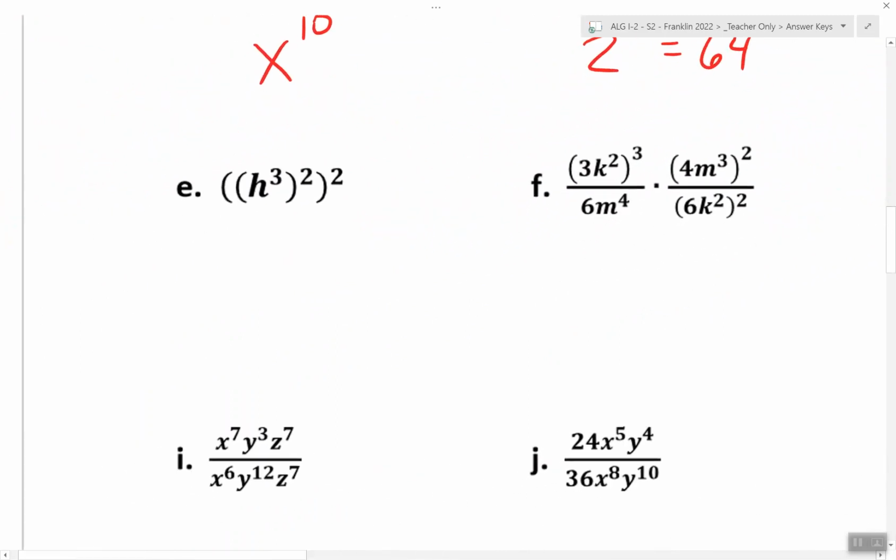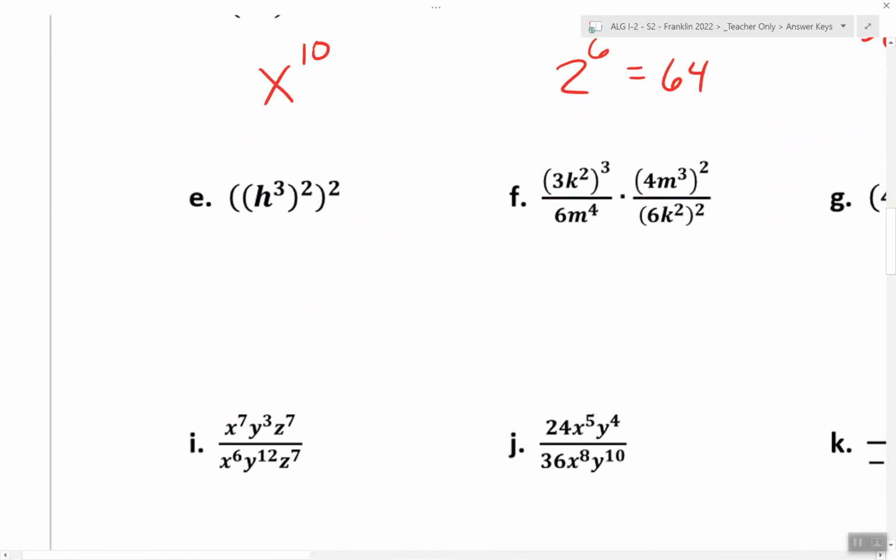All right, looking at E, we have h to the 3rd to the 2nd to the 2nd. Well, since these are all power to a power, we can just multiply all of those together. 3 times 2 is 6, and then 6 times 2 is 12. So that's h to the 12th. So just multiply 3 times 2 times 2.